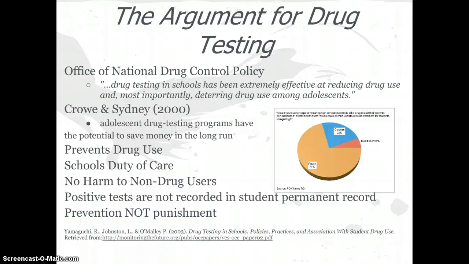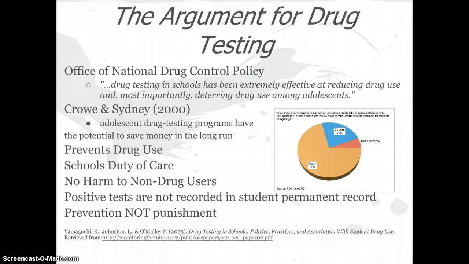That there is no harm being done to non-drug users because they're obviously not using, and so it's not really hurting them. Positive tests are not recorded in the student's permanent record, so all these results are completely confidential in regards to the student's records. They don't go on transcripts that colleges will see, and it does not go on a criminal record. And the final one is that people push it for prevention, not punishment.